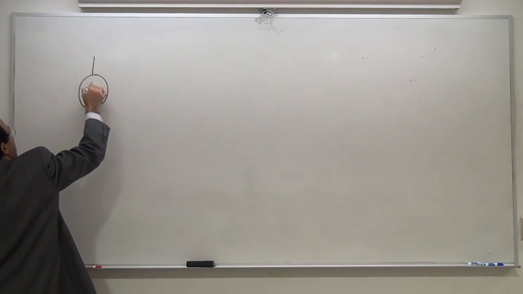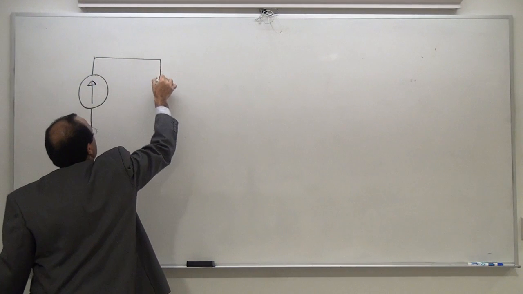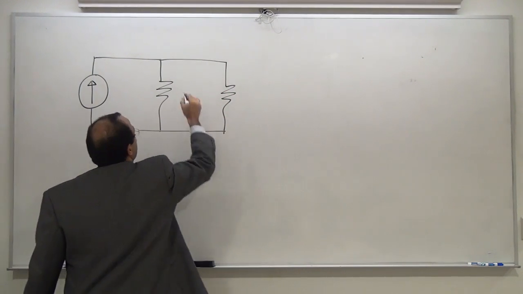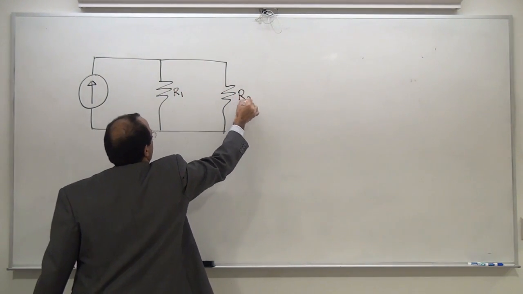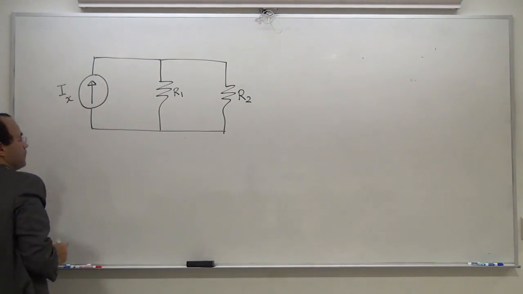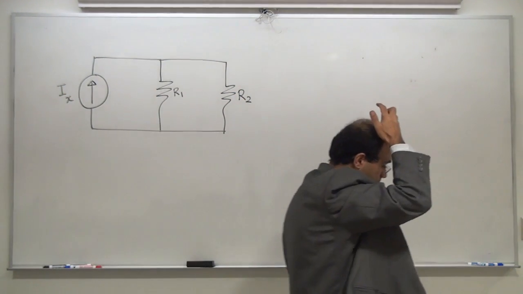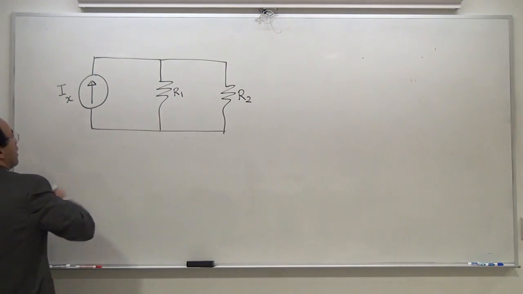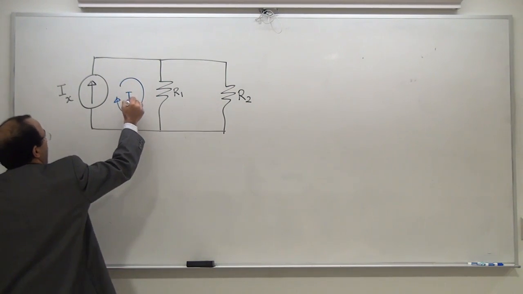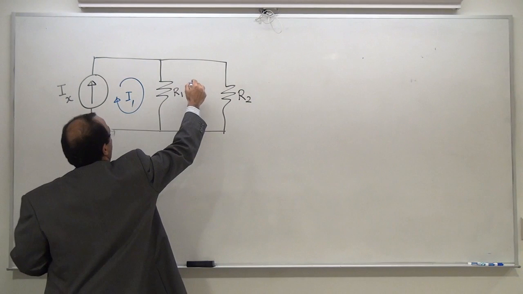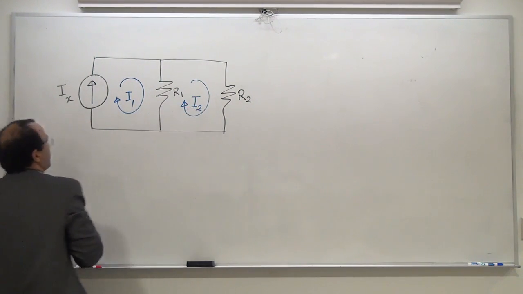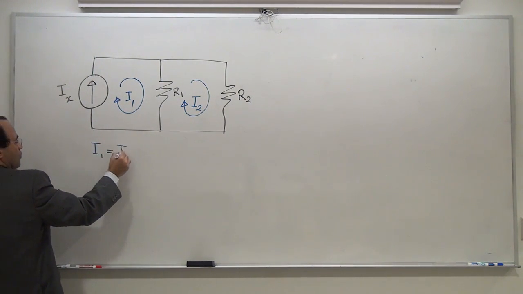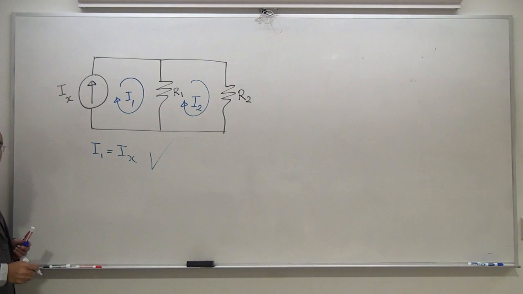Let's assume you have this parallel structure in your mind. This is R1, this is R2, and this is Ix. If you were to write the necessary equation for this, you would say this is one loop, I1, this is two loops, I2. Because this current source is touched by I1 once, you can say I1 is equal to Ix and say, yes, I'm done.